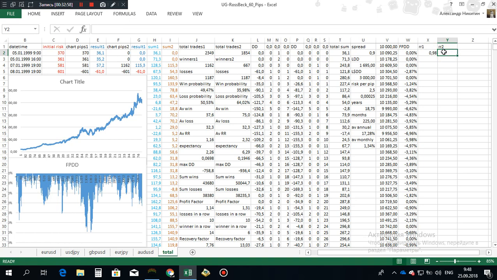Okay, the risk to reward for target 2. It is calculated in a similar way, but we should take our result for target 2 and divide that result by initial risk converted into pips. Okay, so this is 0. You see, 0 trade, 0 result.